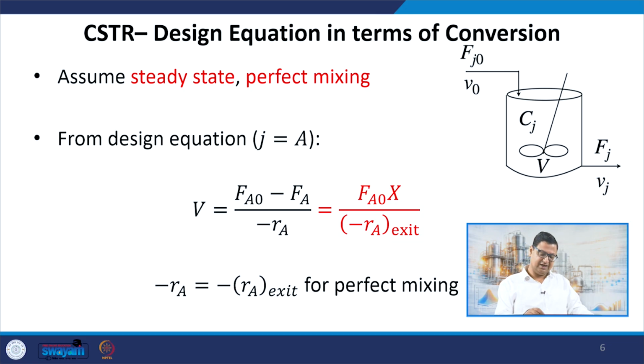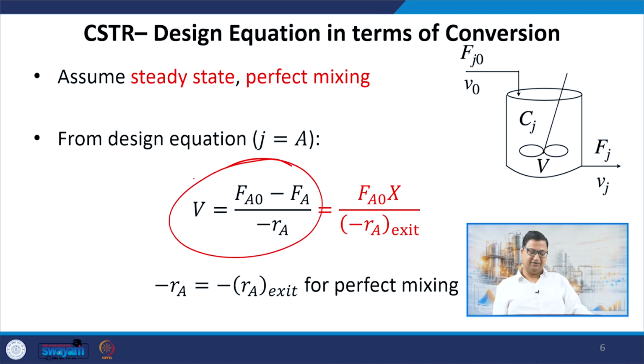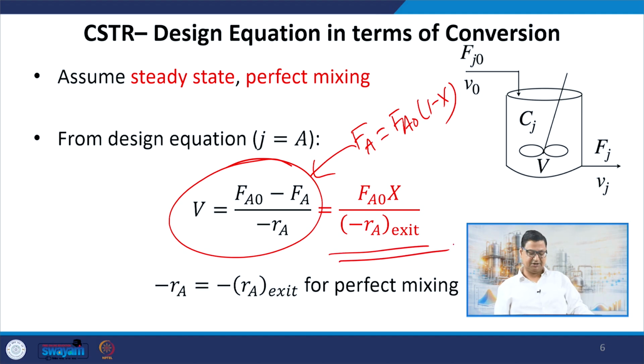Okay. So, now we can go ahead and plug that definition of conversion that we have obtained into the design equation. Earlier we had this design equation we have derived, and now we know that Fa is equal to Fa naught into 1 minus x. If I plug it in this equation, basically I get the expression of volume as a function of conversion.